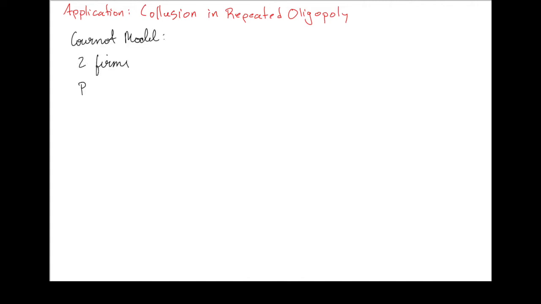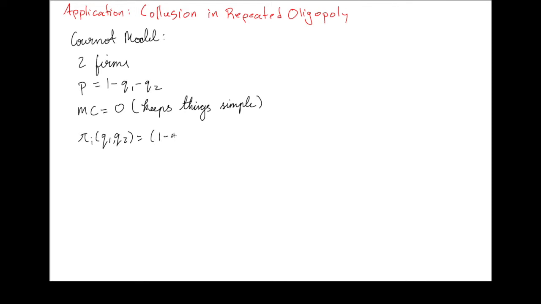There are two firms. The price in the market is given by 1 minus Q1 minus Q2, where Q1 and Q2 are the quantities selected by the two firms, firm 1 and firm 2. To keep life simple, we'll have the marginal cost equal to 0. So given the setup, the profit of firm i, given quantities Q1 and Q2, is the price, which is 1 minus Q1 minus Q2, times the quantity that firm i produces. That's the revenue, but as there's zero marginal cost, there isn't a cost of producing the quantity Qi.